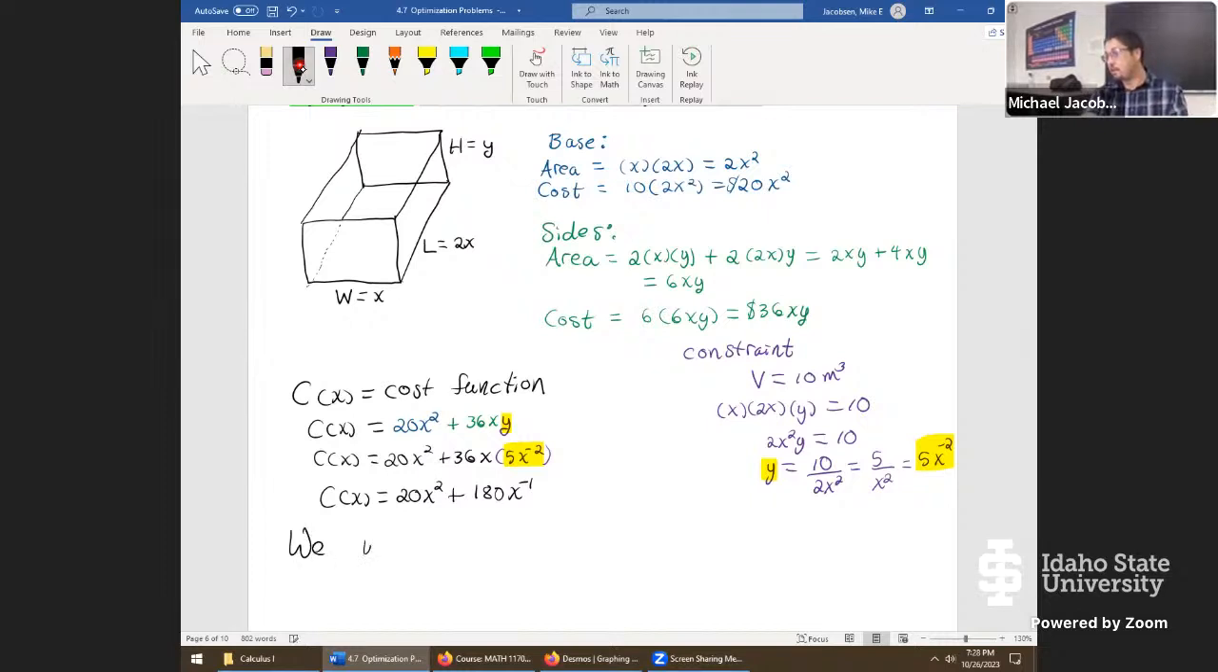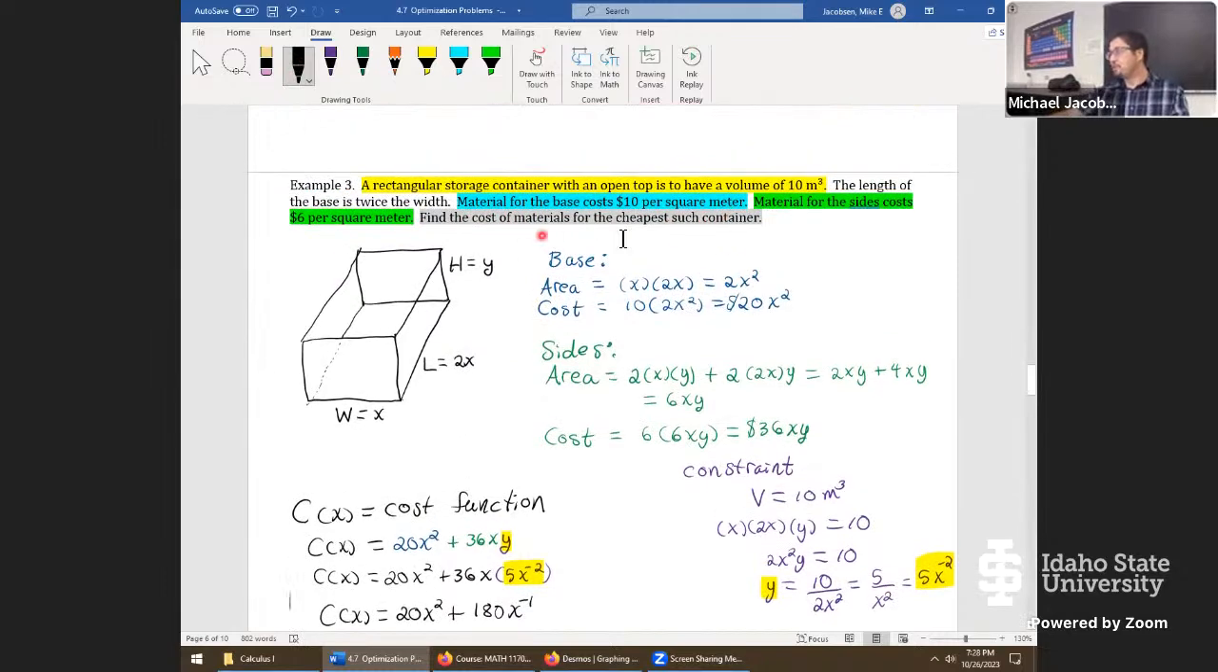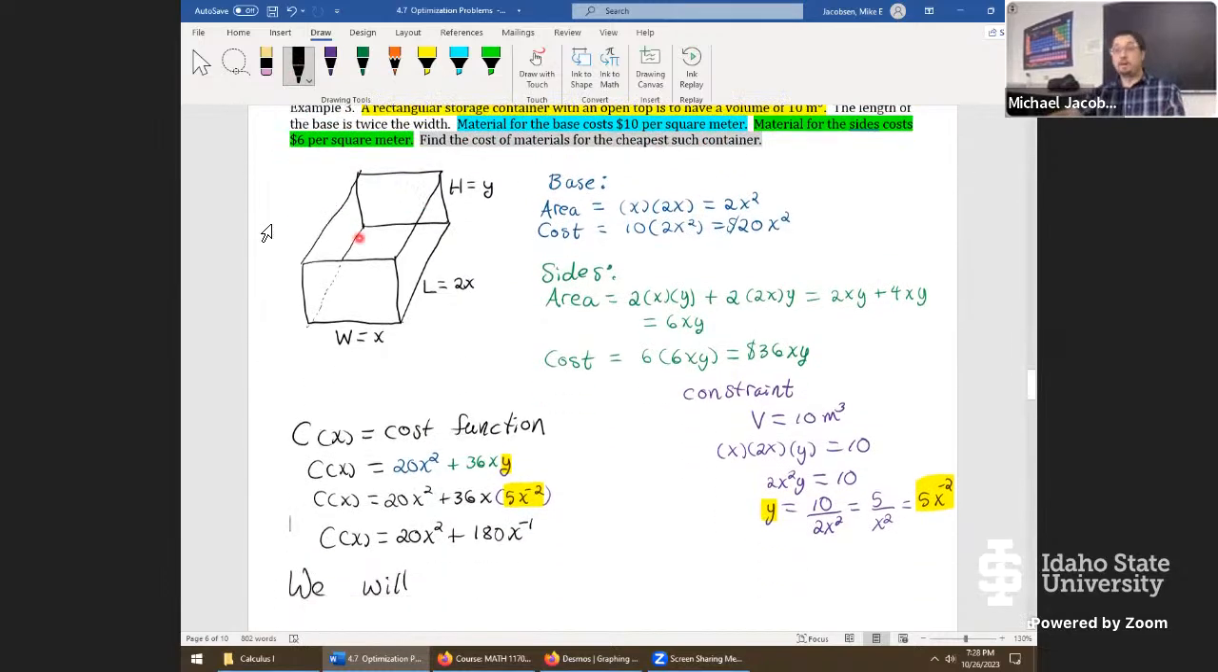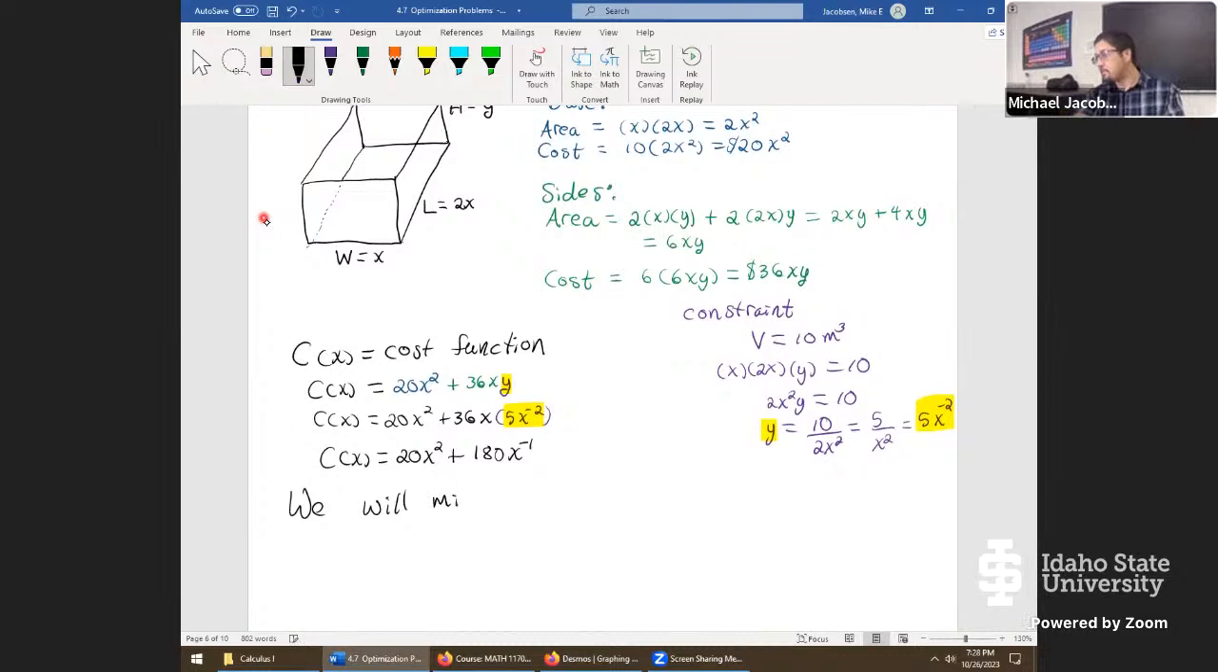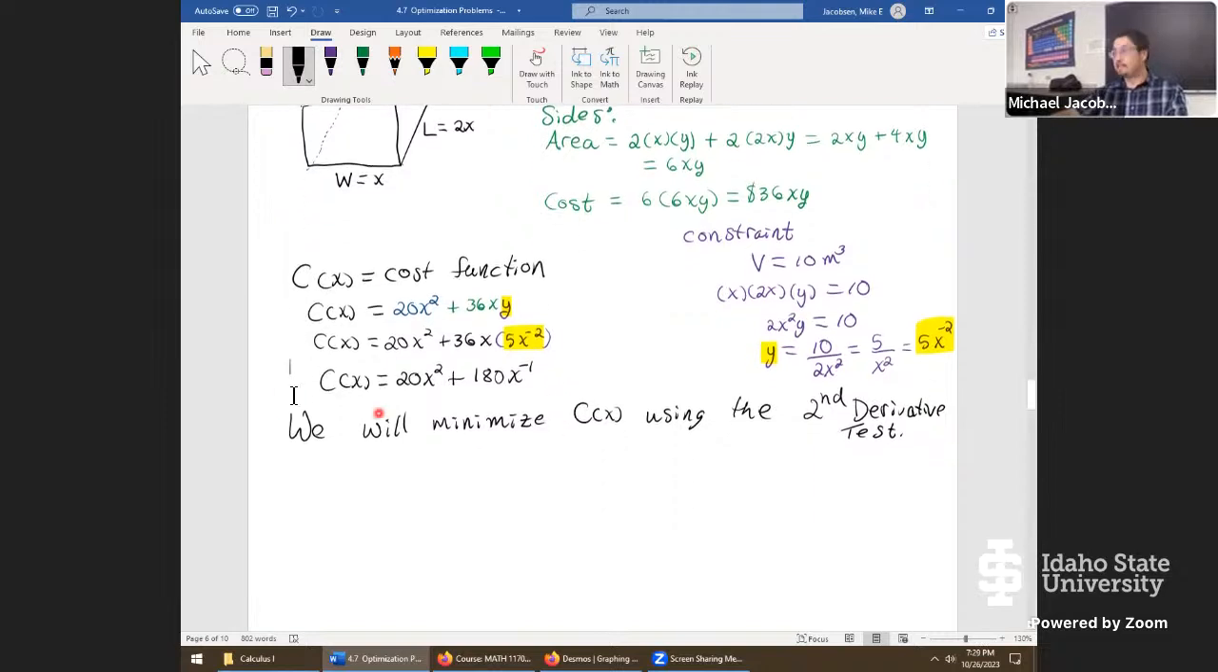So let's recall what we're trying to get to, cheapest. So we're going to minimize c of x using the second derivative test. So now we just go to our cost function, start taking some derivatives.